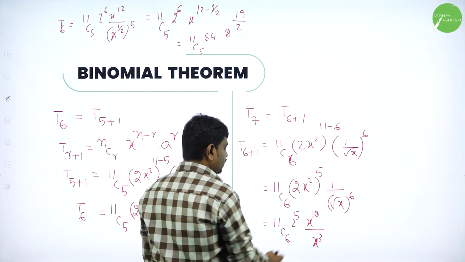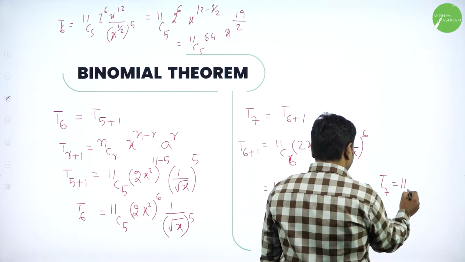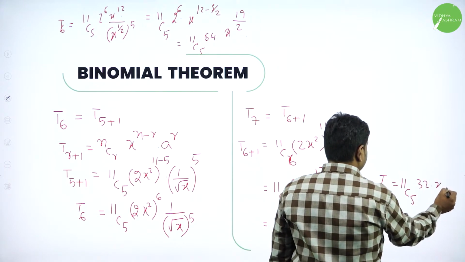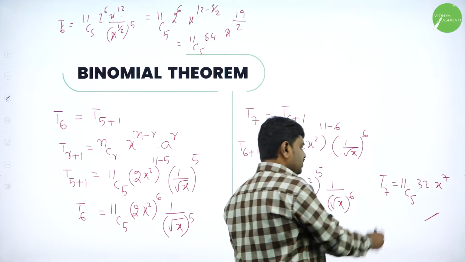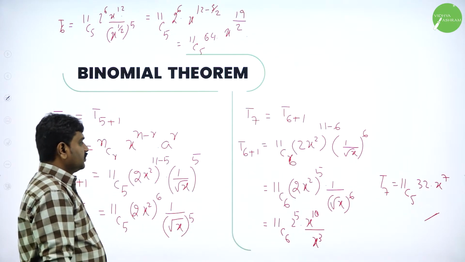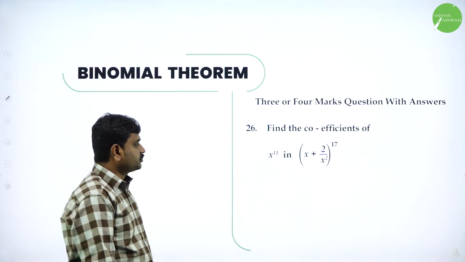Half into 6 is 3. Simplify this, you will get T7, the 7th term, which is 11C5, 2 power 5 is 32, into x power 7. You can leave it here, or you can expand 11C5 also. Leave it here, it is better. T6 and T7, so these are the two middle terms because the power is an odd number.